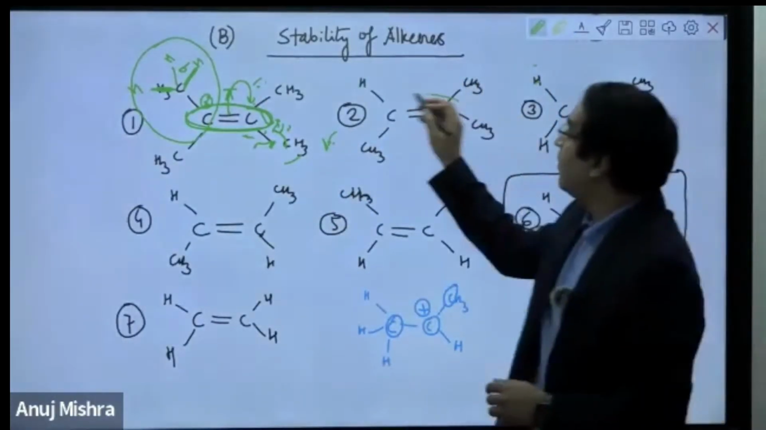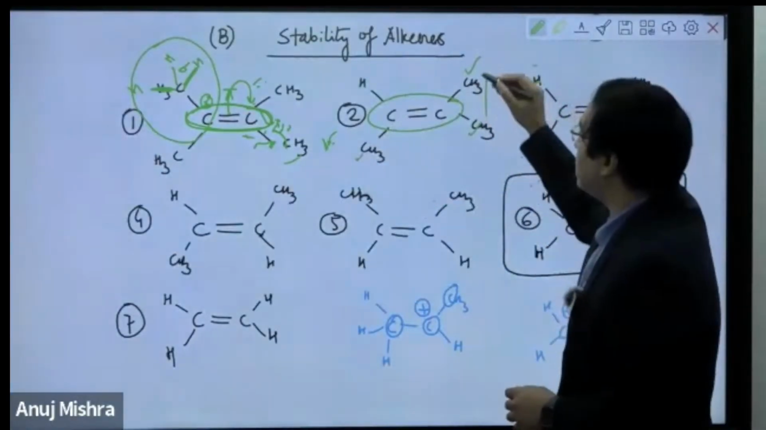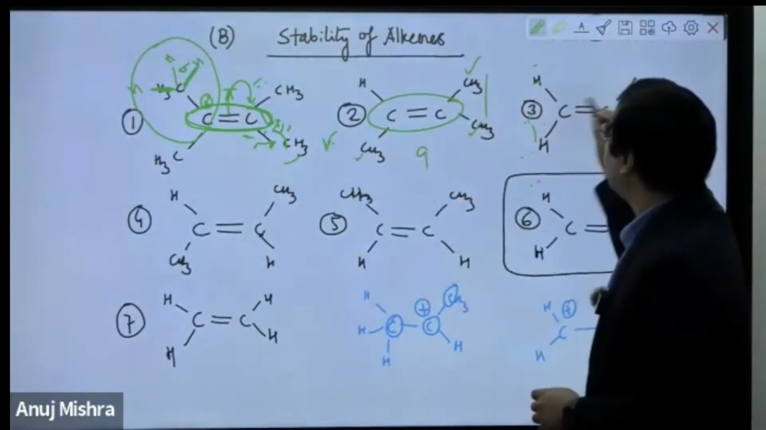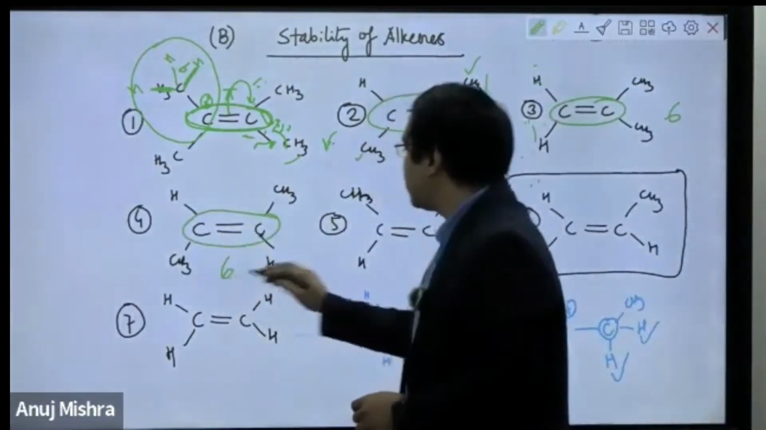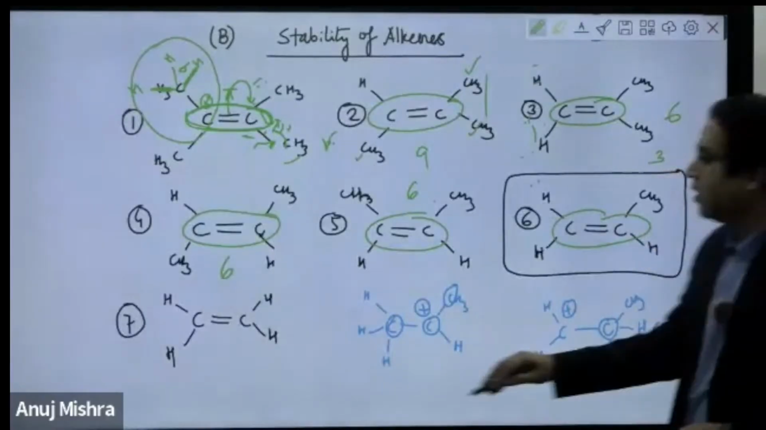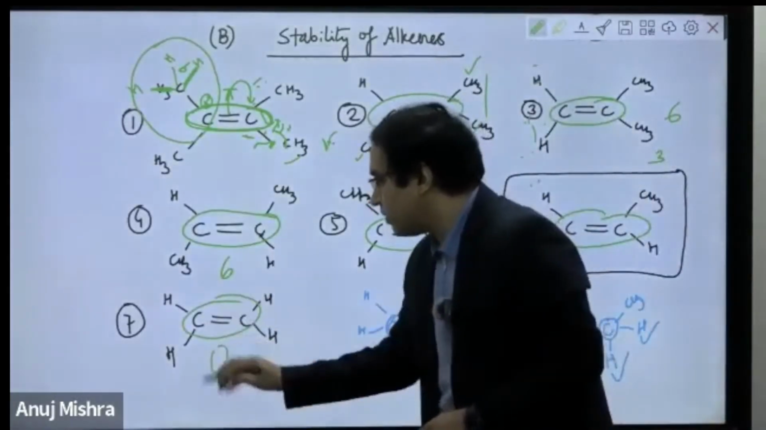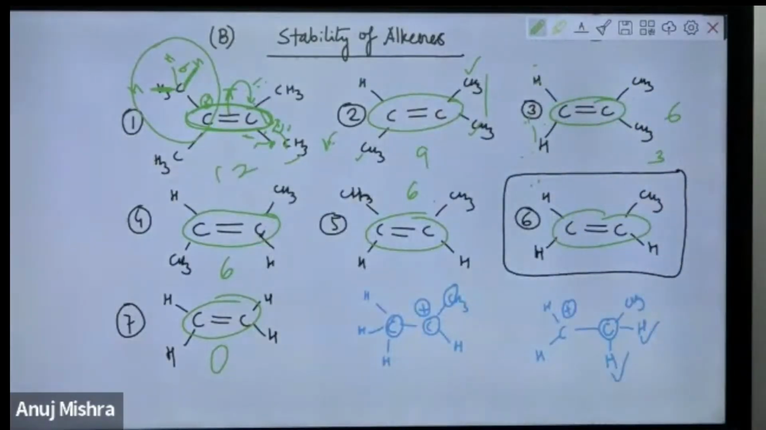So if you see this C double bond C, these are my alpha carbons and these are alpha hydrogen. So 3 plus 3, 6, 3, 9. If you see this one, 3, 3, 6. If you see this one, 6. This one, 3 and 3, 6. This one, just 3. This last one, 0. And the first one, 12. Do you understand this? This is how we count alpha hydrogen.